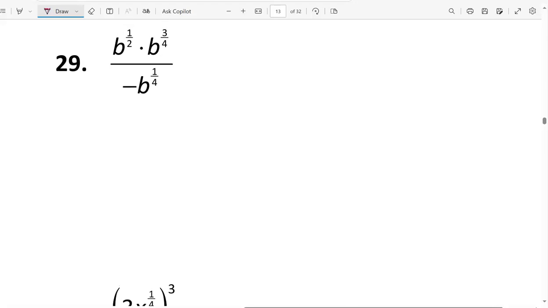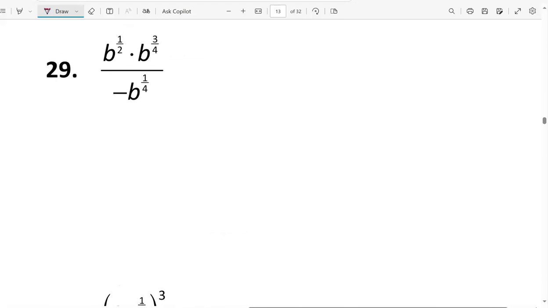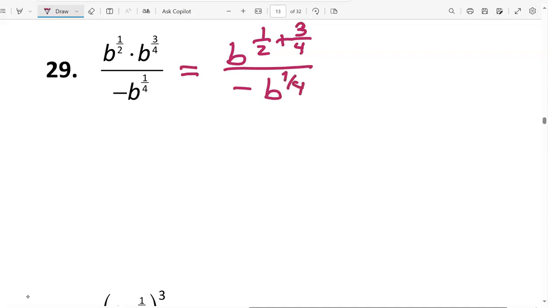In 29, we have b to the 1/2 times b to the 3/4 divided by b to the 1/4. On the top, we're multiplying like bases together, so we're just going to add those exponents. And that's going to simplify to b to the 2/4 plus 3/4, which would be b to the 5/4.